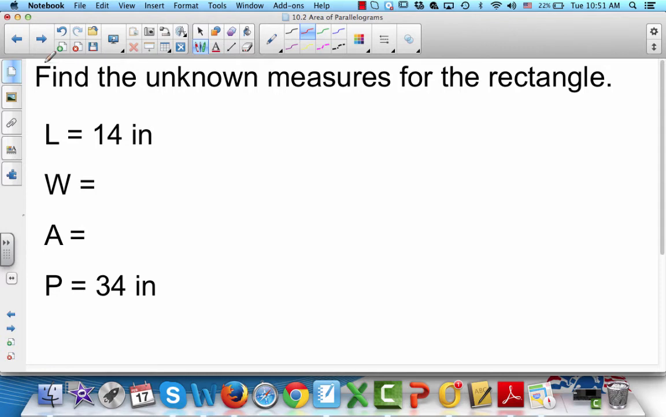Now here's some examples of things that you're going to have to be able to do. This is just using algebra, but you have to know the formulas for perimeter and area. Remember, perimeter is equal to 2 times length plus 2 times width, and area is equal to base times height, or it says a rectangle, so you could say area equals length times width.